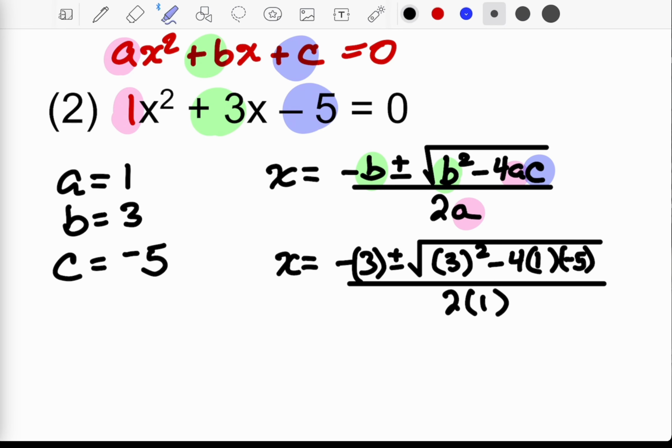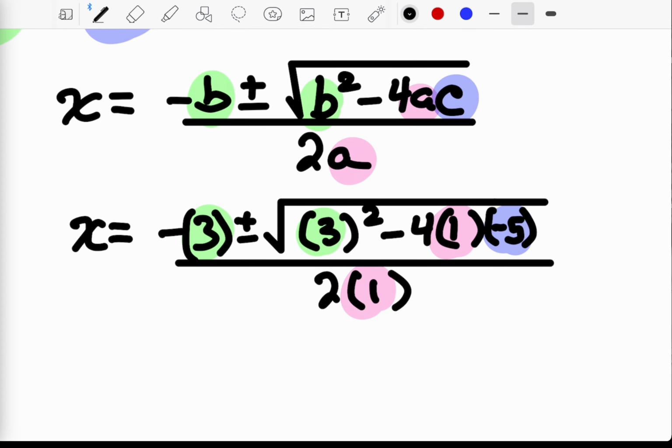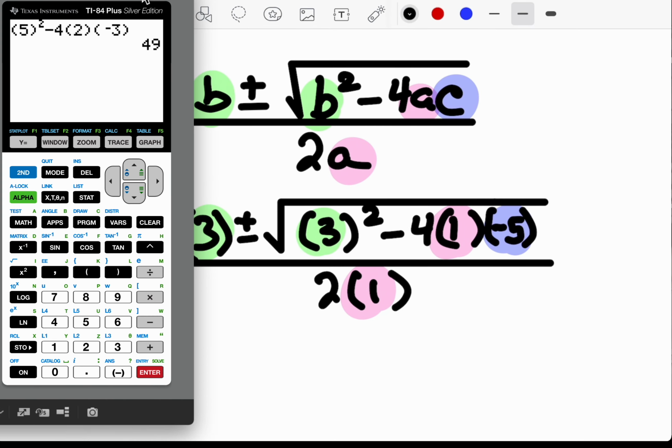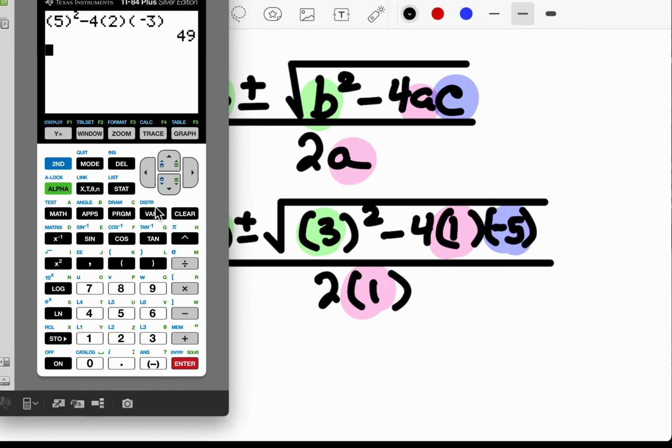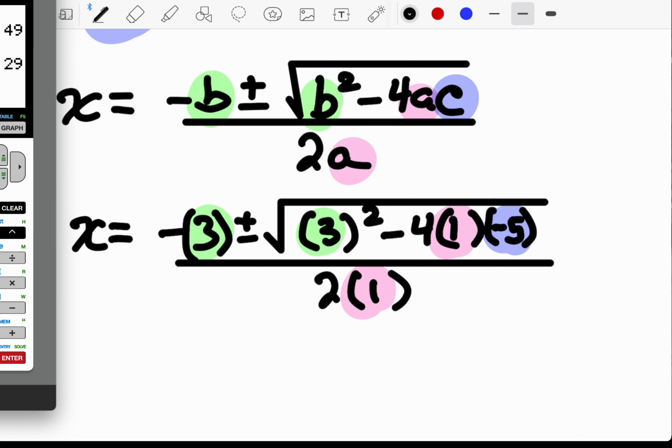I'll use my highlighter again. We're going to simplify the thing under the radical. You simplify that. If you want to try it in your head, that's great. If not, you put it in your calculator again, just parentheses 3, close it up, square it, minus 4, parentheses 1, close it up, parentheses negative 5, close it up. All right, so I got a 29 here. All right, so in my next step, 29 is going under the radical.